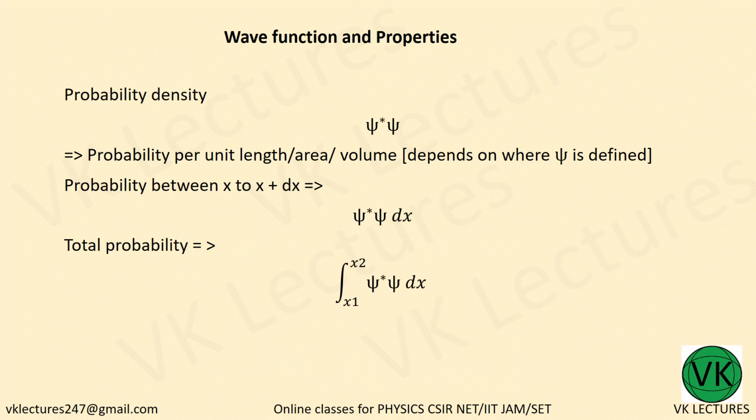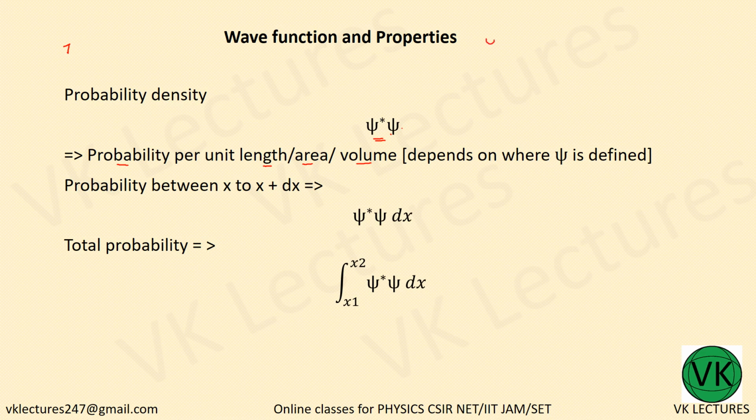Coming to the properties of a wave function, we have the probability density, which is given by psi star psi. And what does this mean? The probability per unit length or unit area or unit volume. Now what does this mean? Length, area and volume.